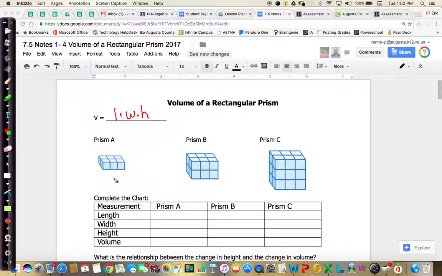So look at Prism A. The first thing I like to do is label the length, the width, and the height. And now we're going to complete the chart. So Prism A is right here, Prism B, and Prism C.